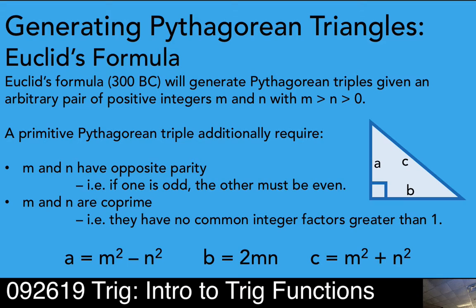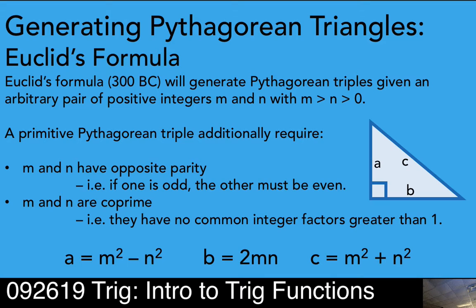So he had this formula for the sides of a Pythagorean triple, for any two integers M and N. You just come up with two integers, M and N, where M and N have opposite parity, meaning one must be even and the other must be odd. And M and N are co-prime, again meaning they have no common integer factors greater than 1.